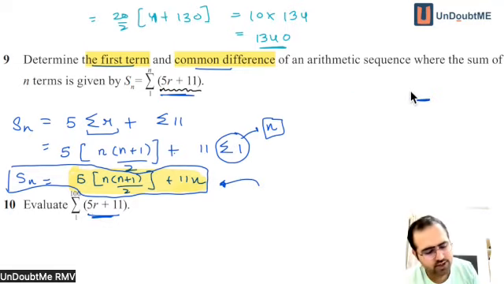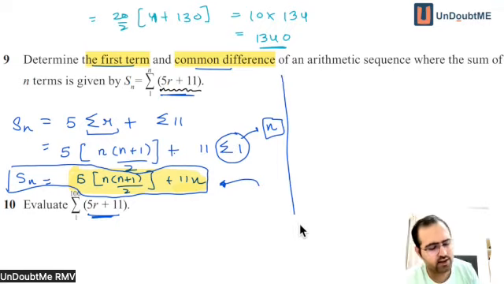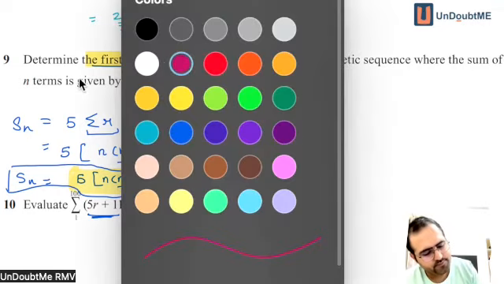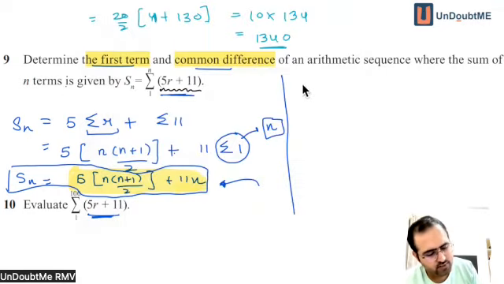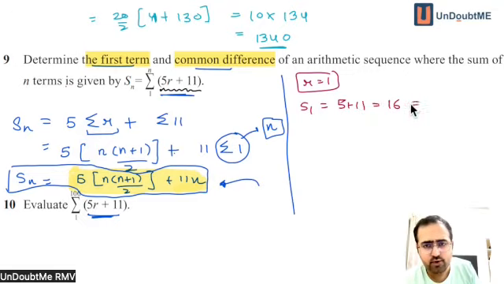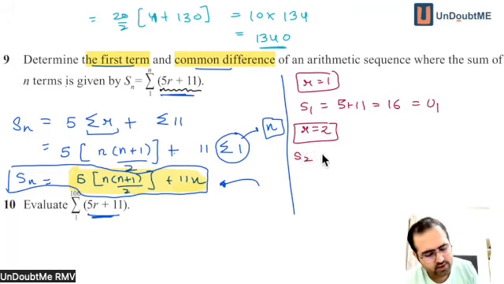Coming to the solution for the 9th question, we need to find the first term. The first term is when we put r is equal to 1, I will get S1. S1 will be 5 plus 11, that will be 16. S1 will be the same as U1. When I put r is equal to 2, I will get S2. S2 will be 5 times 2 plus 11, that will be 10 plus 11, that is 21.